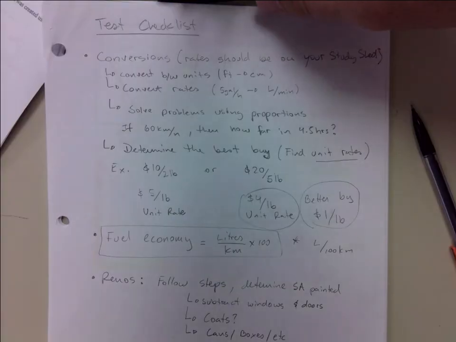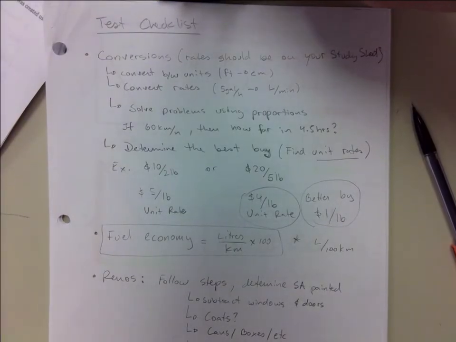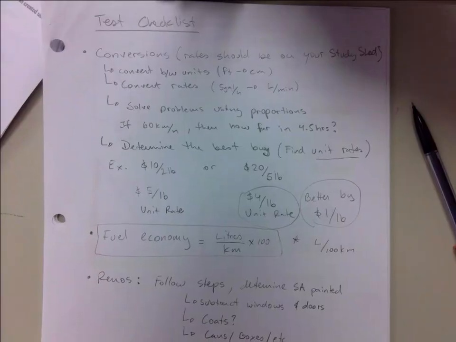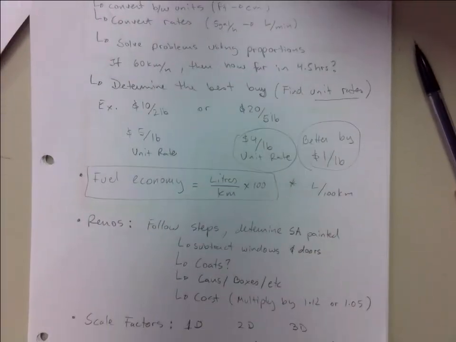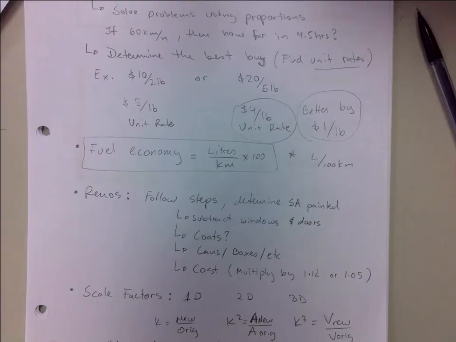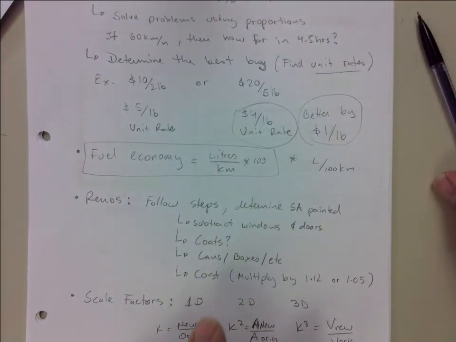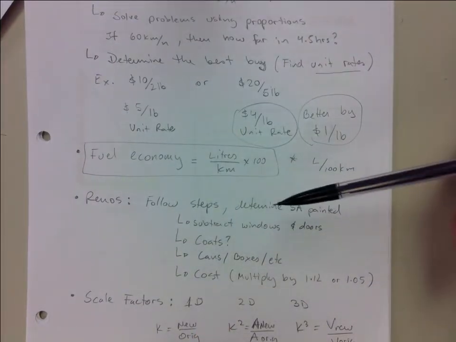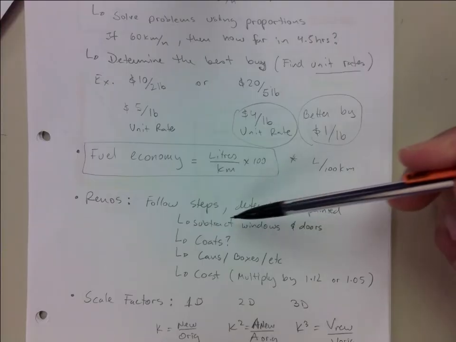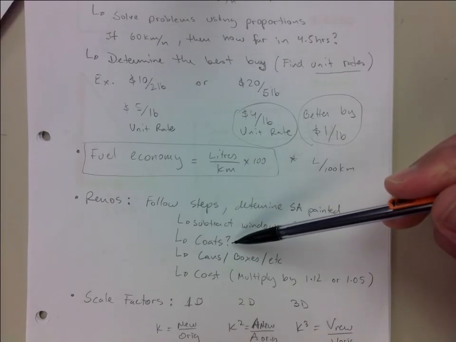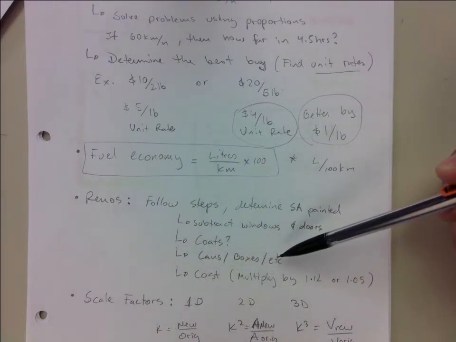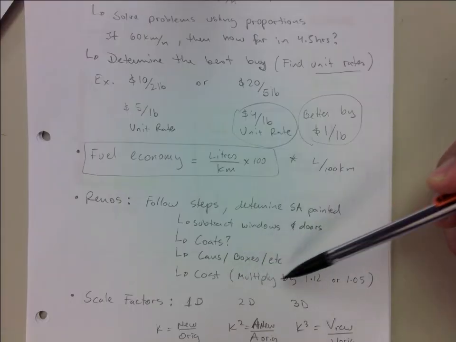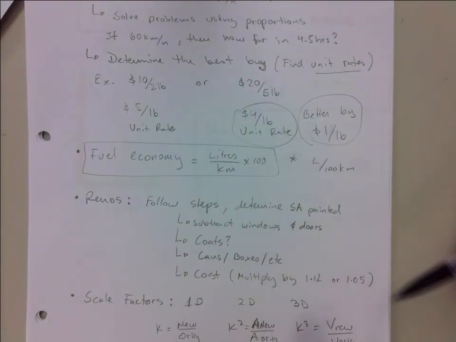Obviously, know your Reynolds. You need your Reynolds, follow the steps, determine surface area to be painted, subtract windows and doors, figure out how many coats you need, then figure out cans, boxes, etc. Cost, we multiply it by 1.12 or 1.05.